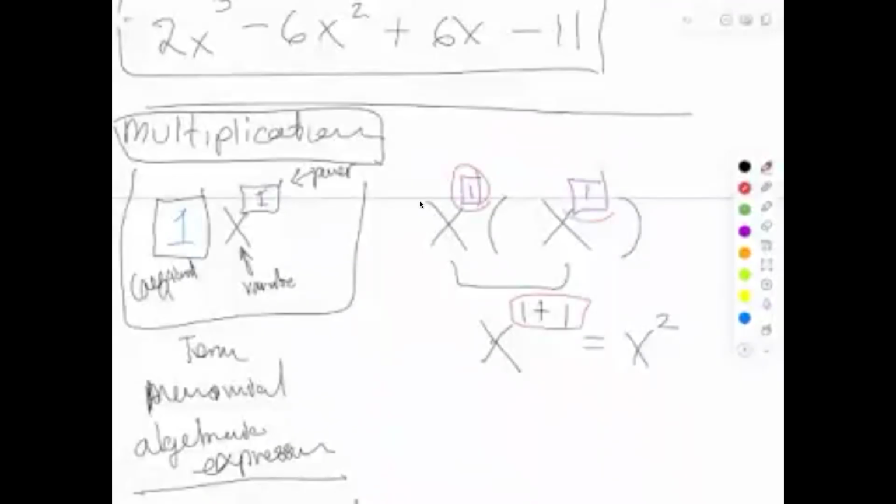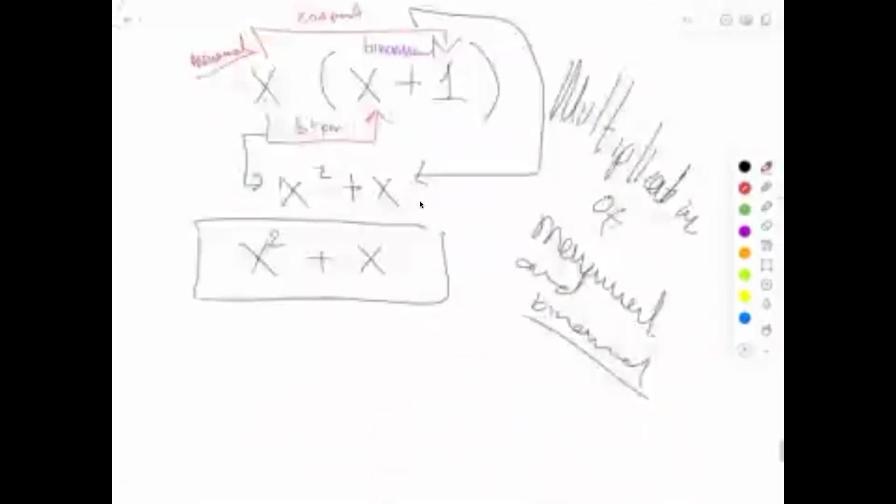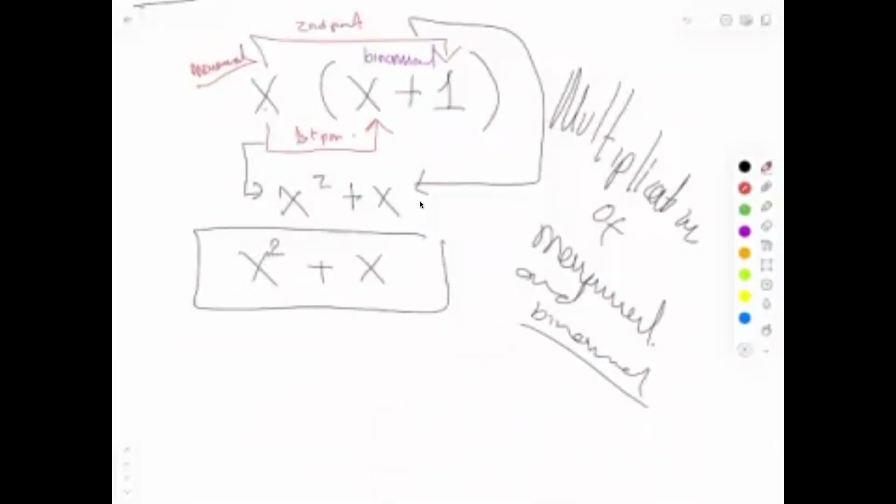This has a 1, this has a 1. 1 plus 1 is 2, right? So it's the same thing that's happening here, right? Okay. So x times x, there's a 1 here, and there's a 1 here. So 1 and 1 is 2. Okay. It makes sense. Thank you.